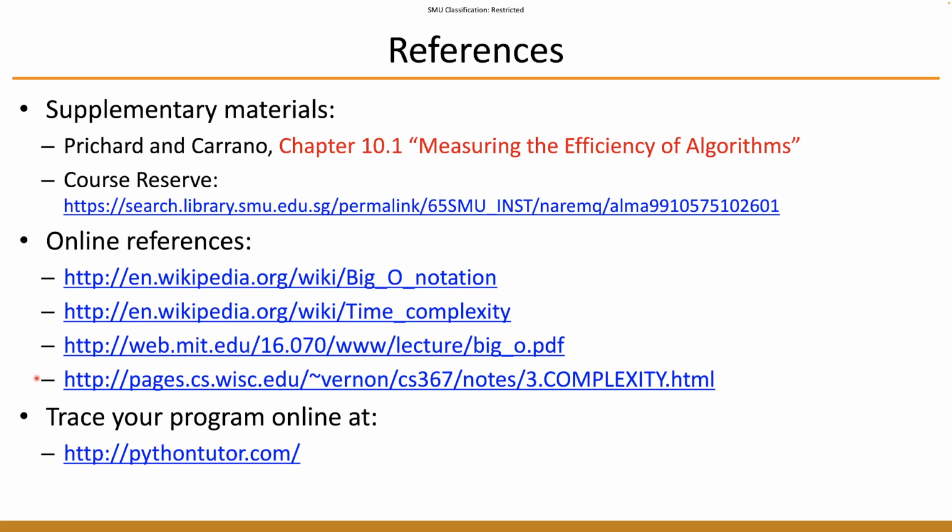Finally, we will also introduce a programming tool that I feel will be very helpful, particularly if you're learning about how a Python program works. This website is called the Python Tutor. We will go over that when we have our in-class session.